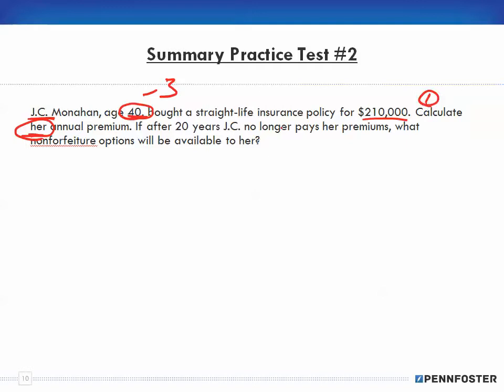Okay, it says calculate her annual premium, so that's the first thing that we're going to need to do. And then it says if after 20 years JC no longer pays her premiums, what non-forfeiture options will be available to her? All right, so that's the second thing that we're going to have to do. Basically, we're doing the same thing as the first question here, but with slightly different numbers. So I have to take the 210,000 and divide that by 1,000. All right, so they cancel, so I end up with 210.